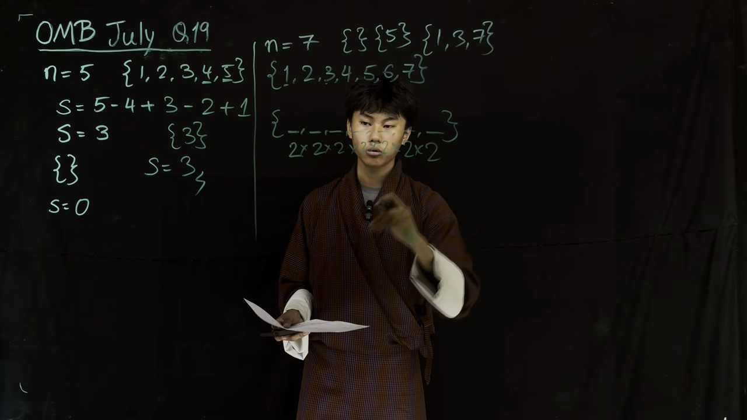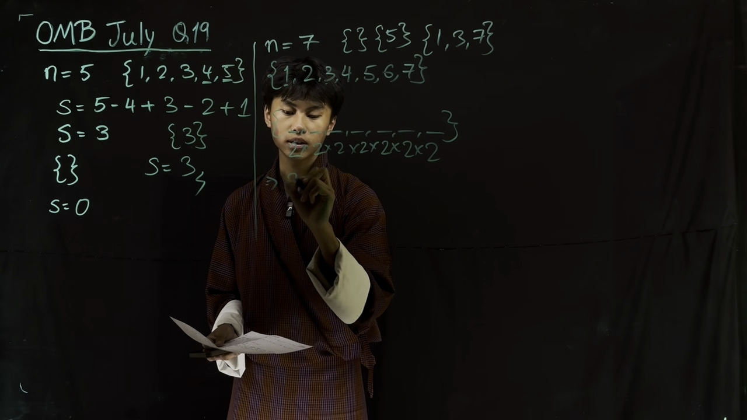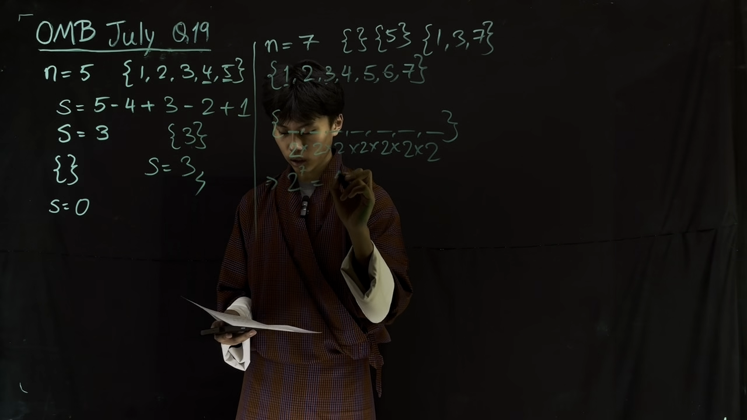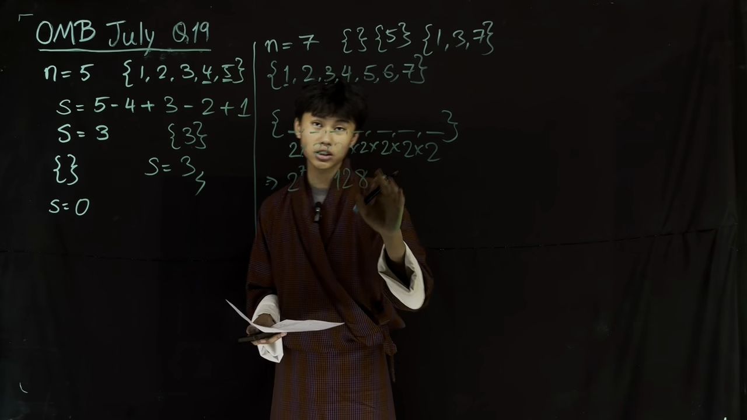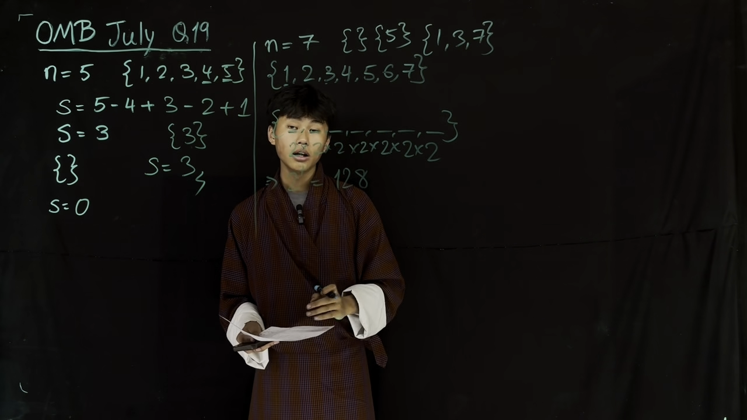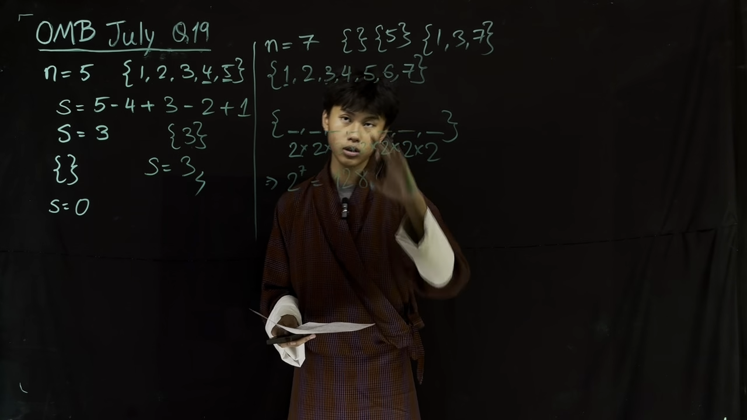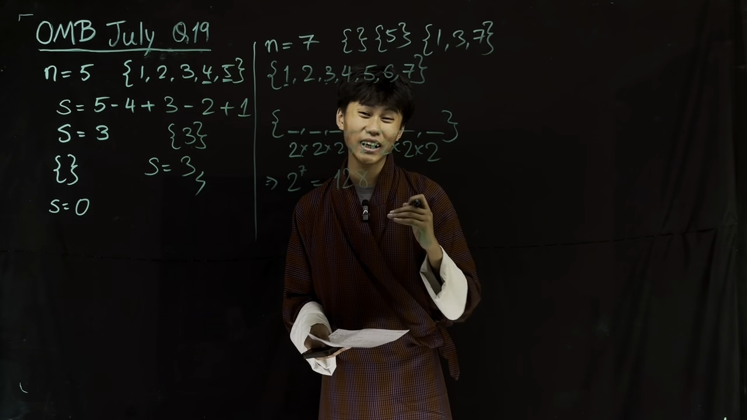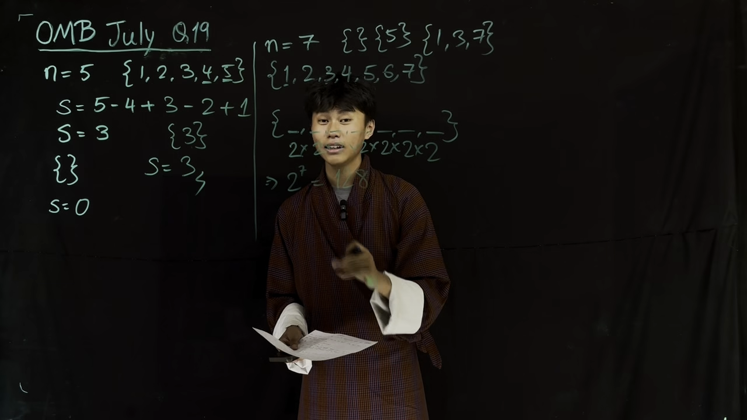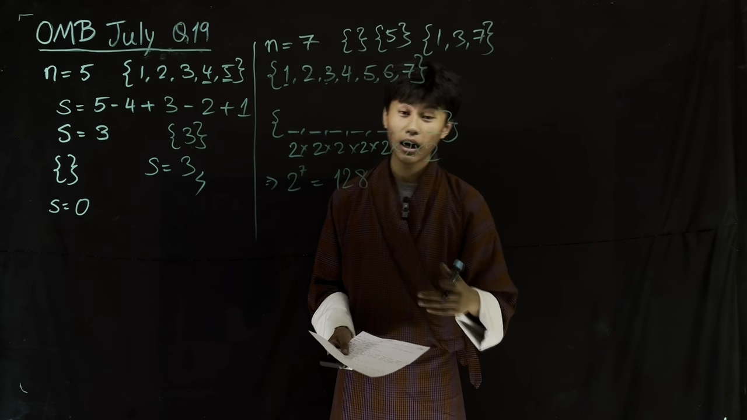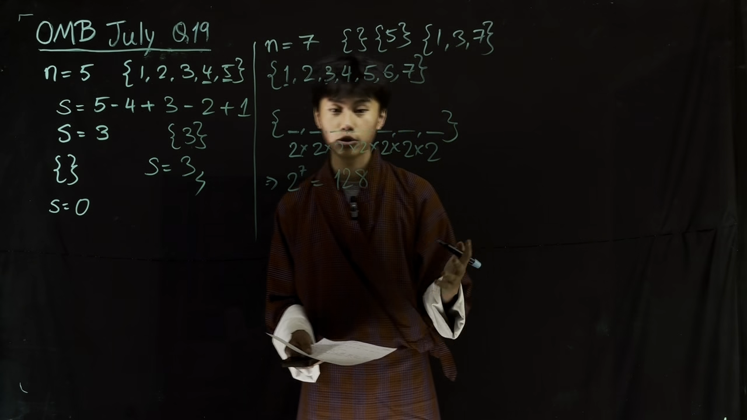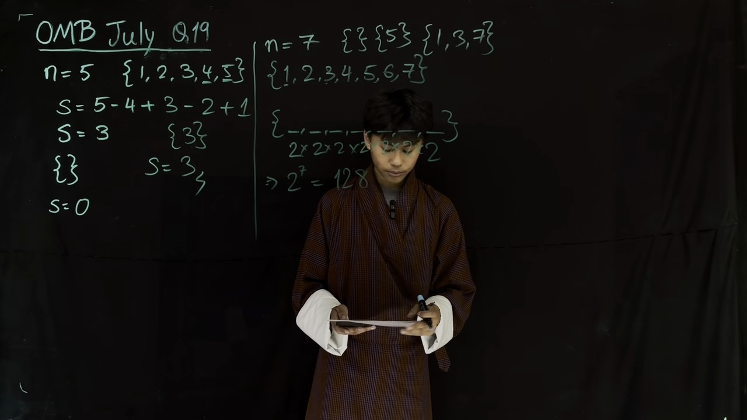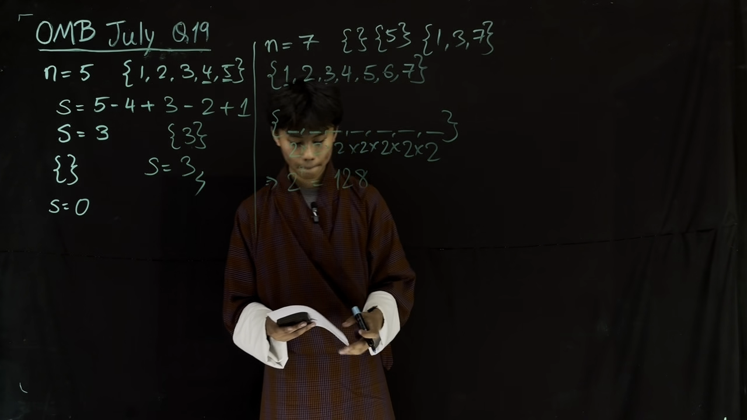So what are we left with? We have 2 raised to 7, which will give us 128. So there are 128 different subsets for this set. Now, if you were to brute force your way through this, you would have to create 128 different subsets and then find their alternating sums and then add up all of the alternating sums and then get to the answer, right? But that's not what we're going to do here.